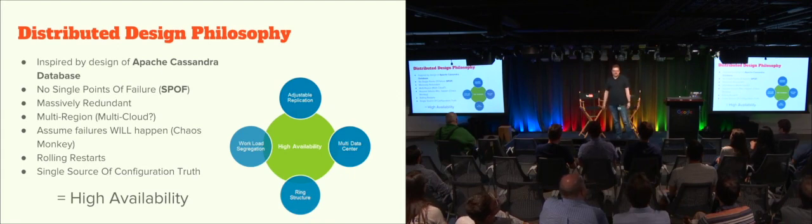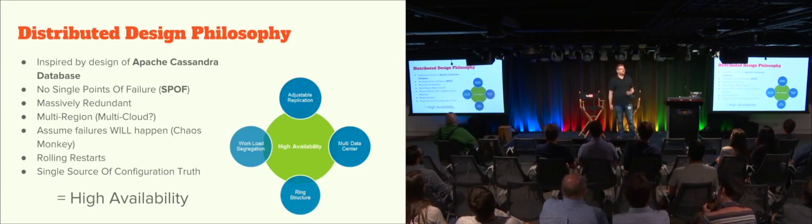Having rolling restarts means less downtime when you do application upgrades. Also very important is having a single source of configuration truth, so you don't end up juggling a configuration management database, configuration files, all these kinds of places. You really want to be careful about where you store your configuration data. That's a great way to achieve high availability.